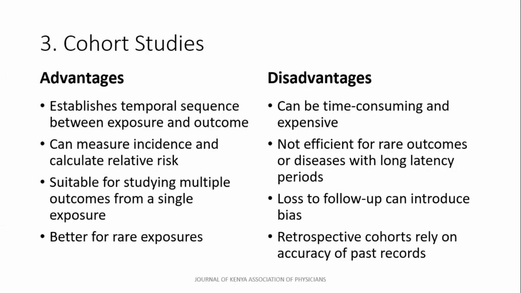Then in the case of retrospective cohorts, there's reliance on the accuracy of past records, where we look back at existing records to find exposure and outcome. If those records are incomplete or inaccurate, it may introduce misclassification bias and limit the study's validity.